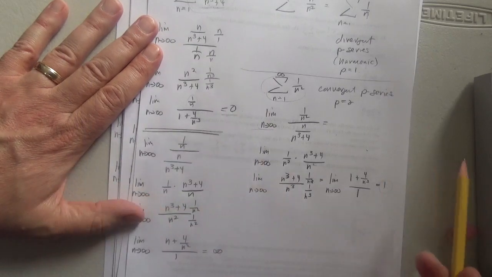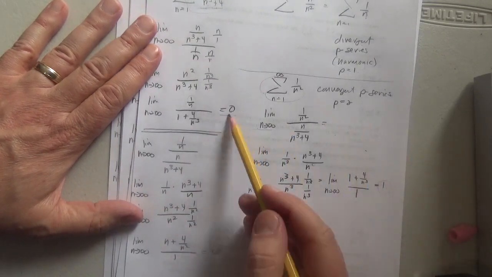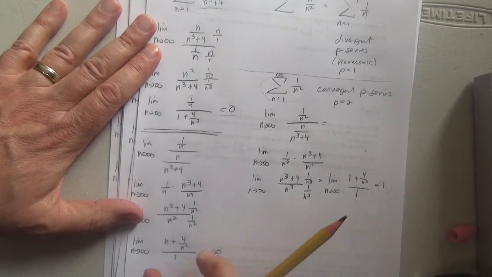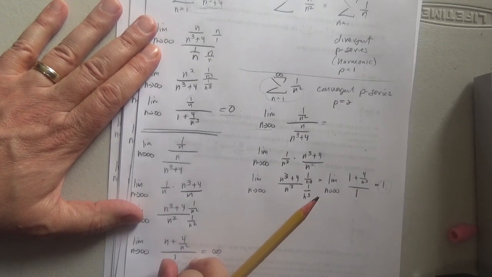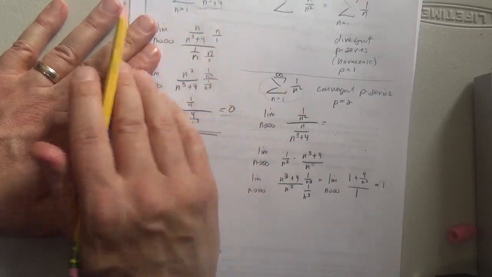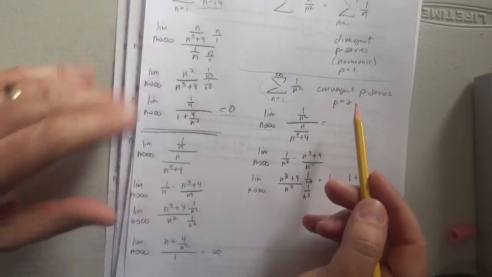So if you get 0 or infinity, you want to try something else. Try a series that does a better job mimicking what you're trying to compare it to. In this case, it was 1 over n squared.